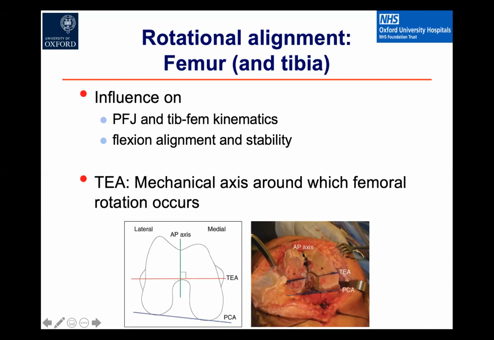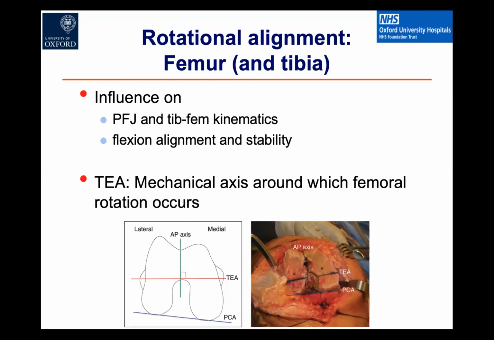a line drawn from the deepest part of the trochlear groove to the notch, essentially over here, where the right angle is. And then you've got your posterior condylar axis, which again is a line drawn between the medial and lateral posterior femoral condyle.